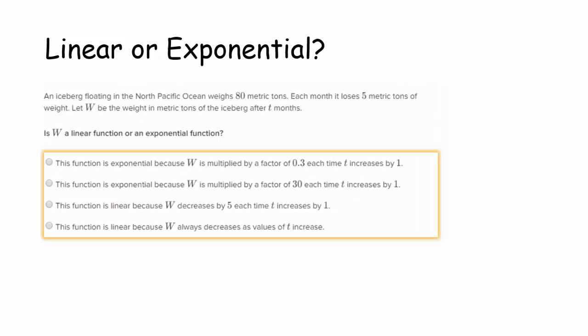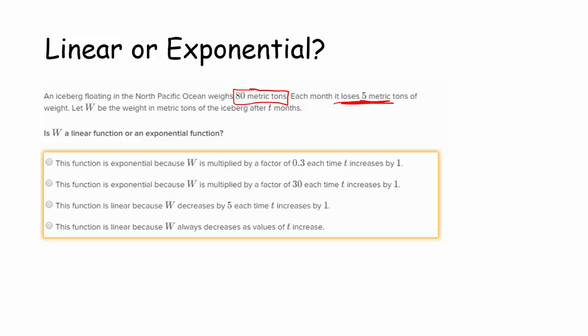Okay, similar question. An iceberg floating in the North Pacific weighs 80 metric tons. So 80 metric tons is the initial weight of the iceberg here. Each month it loses 5 metric tons. So 1 month goes by, it would be 75 metric tons. Then another month goes by, it'd be 70. Then another month, 65, and so on and so on.